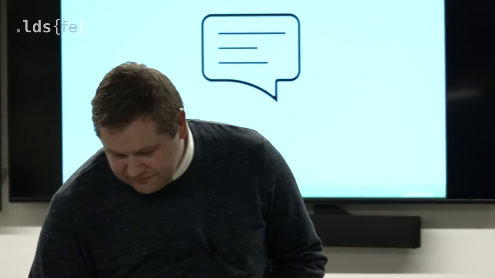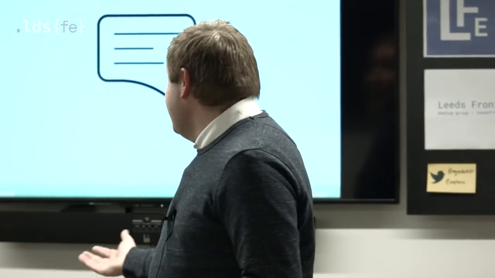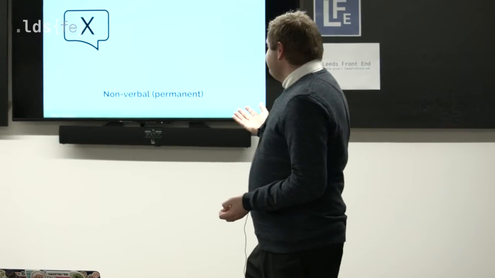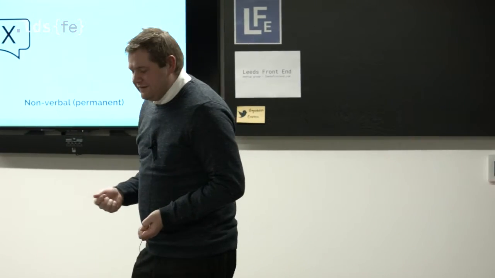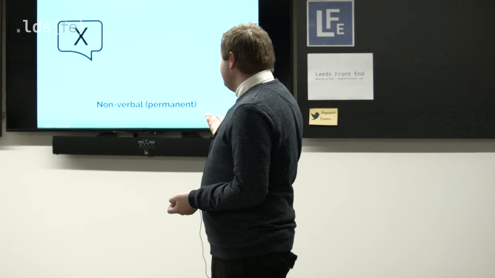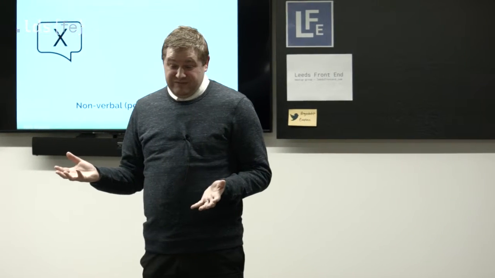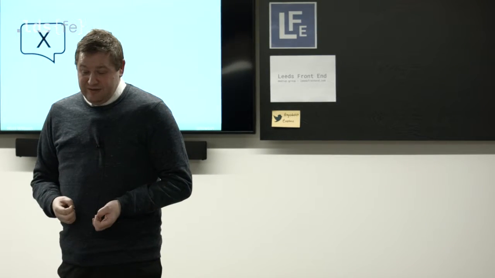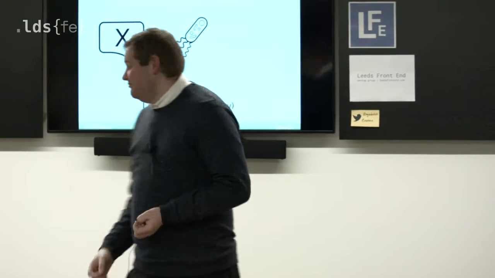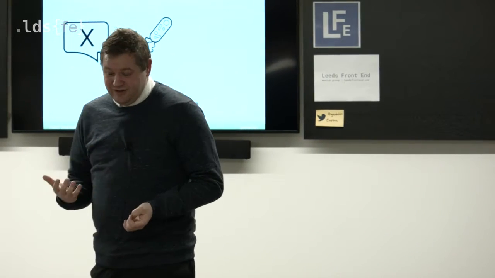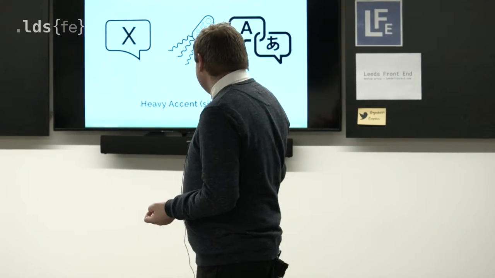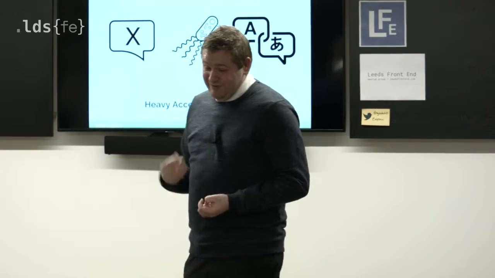We talked about audio. Text is the next one I want to talk about. Sorry, not text, speaking. So perhaps you can't talk. It's permanent. Maybe you haven't got a voice box. Maybe it had to be removed. Perhaps you've got laryngitis and you can't talk for a little bit. Or perhaps again, you've got a heavy accent, so people can't understand you.